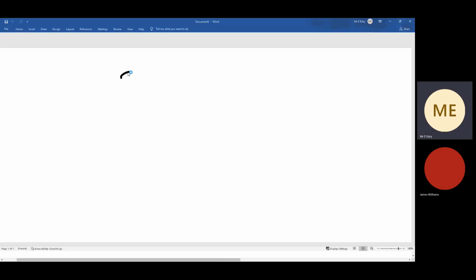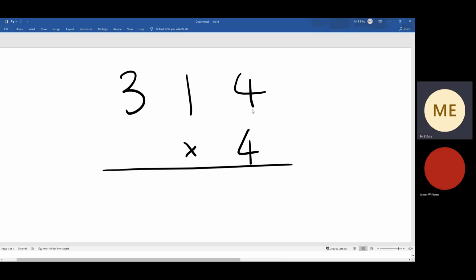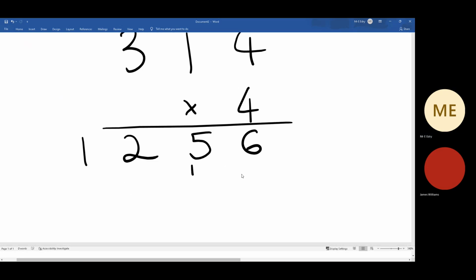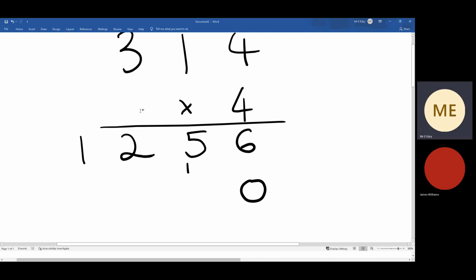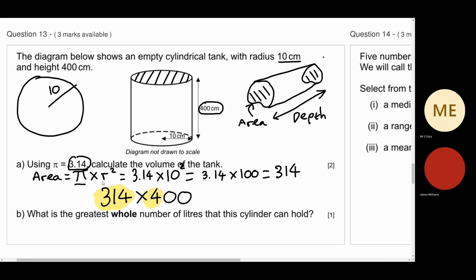So let's have a go at that. Let's do 314 times 4. So 4 4s are 16. 4 times 1 is 4, plus the 1 is 5. 4 times 3 is 12. I don't actually need to put a 0 in the units this time because I'm only timesing by 4, so that's my answer. It's 1256. Remember, there were the 2 zeros as well, so I have 1256 with the 2 zeros. And the units, because it's volume, are going to be centimeters cubed.